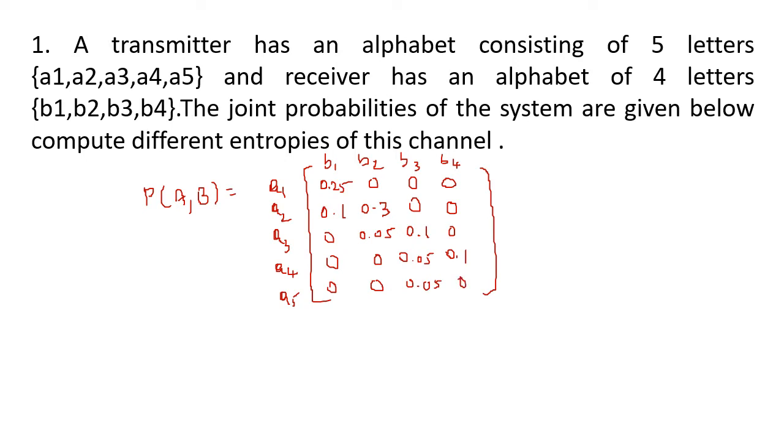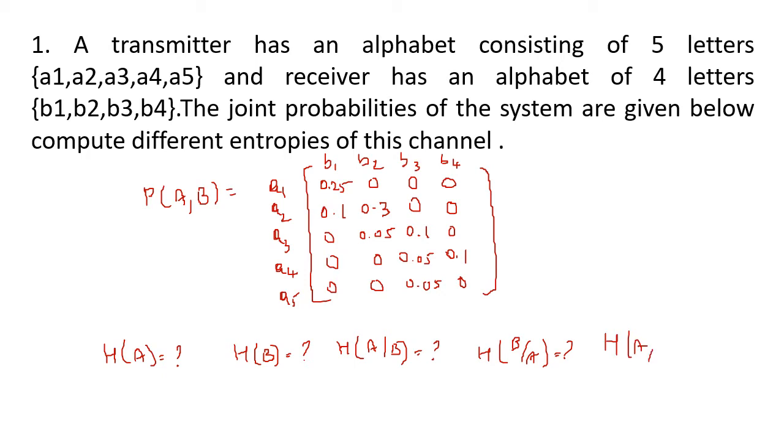So it is a joint probability matrix because P of A comma B is given. Different entropies here mean you are asked to find H of A, H of B, H of A by B, H of B by A, and H of A comma B. So you are asked to find these 5 entropies.